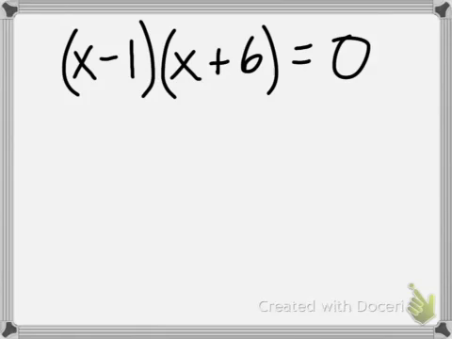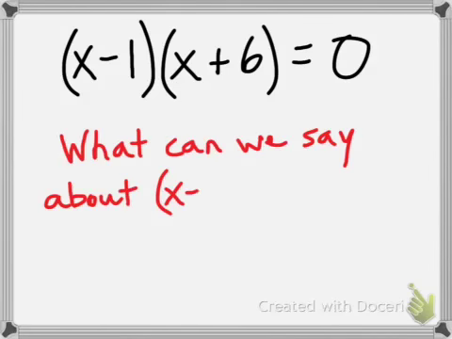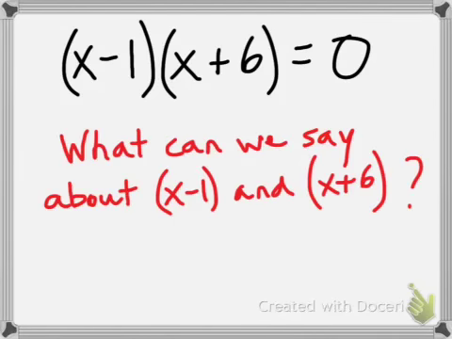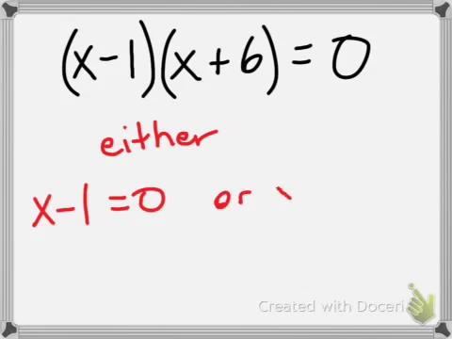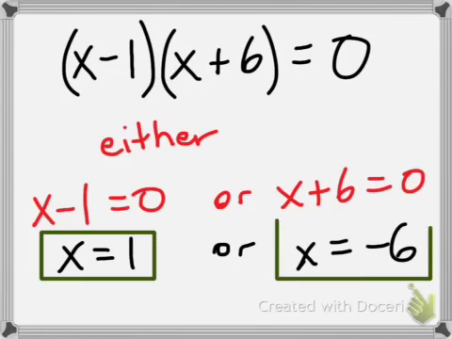If you've got two binomials, x minus 1 and x plus 6, and we're multiplying them together, and the product is 0, then one of those has to be 0. So you've got two choices. Well, what can we say about x minus 1 and x plus 6? One of them has to be 0. So either the first one's 0 or the second one is 0. And if x minus 1 is 0, then x equals 1. I'm just solving it for x, right? If x plus 6 equals 0, then x equals negative 6. Again, just solving for x. And there's my two answers.